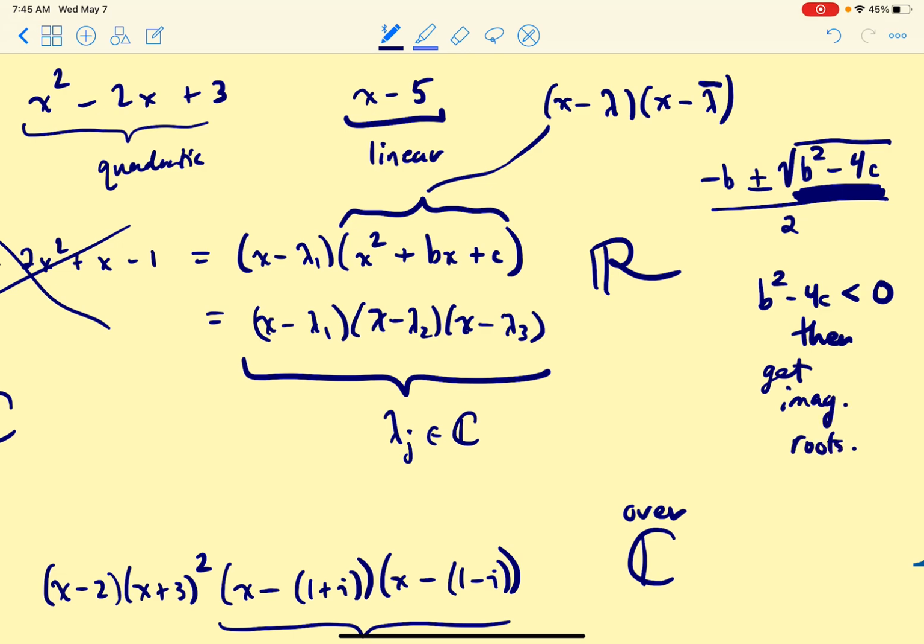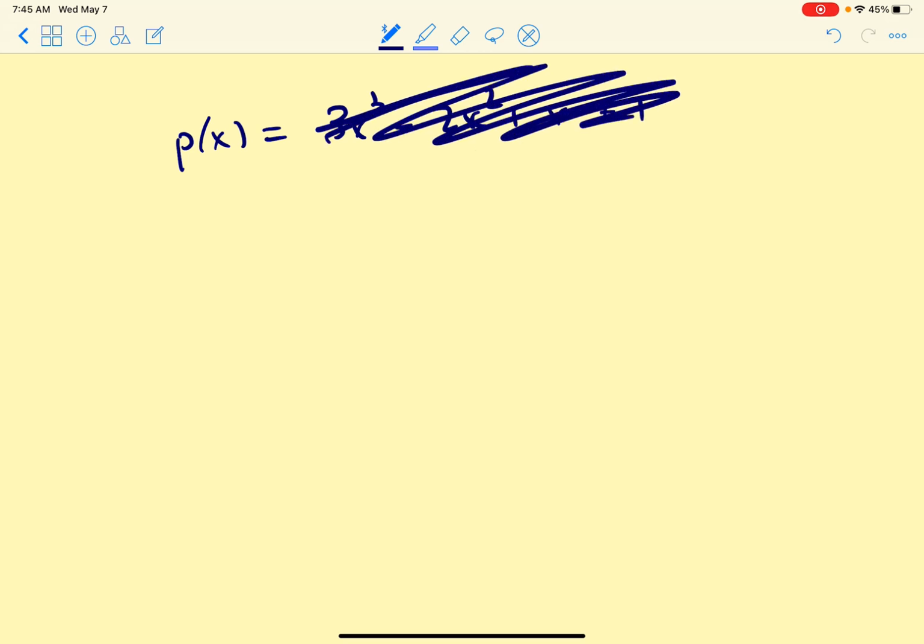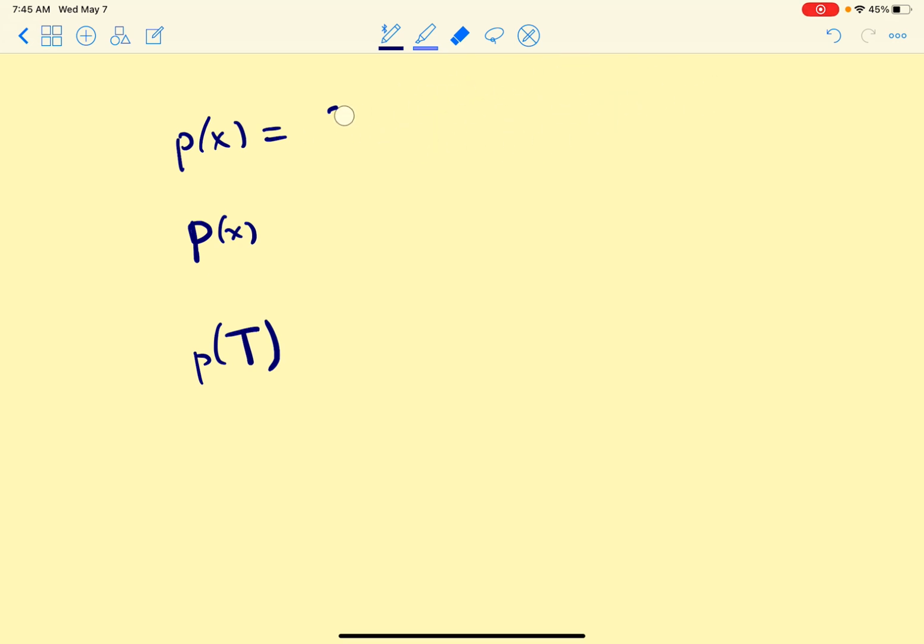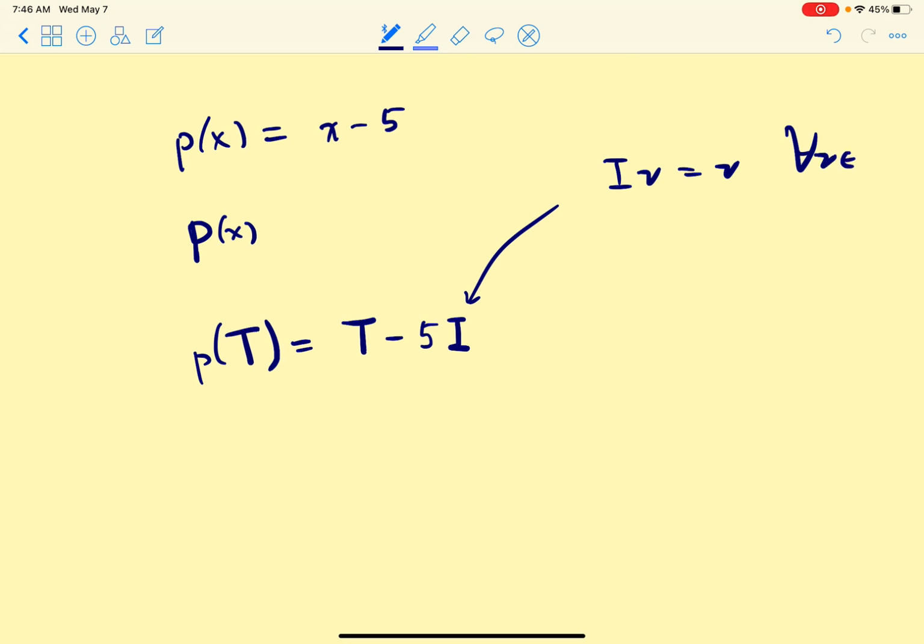Okay. What is that word root or 0? So let's say we have a polynomial p of x equals 3x to the third minus 2x squared plus x plus 1. Whatever it is, first of all, we could just write it as p. Or we could write it as p of x to tell us what the variable is. But what we're going to do is we're going to plug in an operator, p of T. So if p of x happened to be x minus 5, then our p of T would be the operator T minus 5 times the identity operator. Remember, the identity is the one that takes v to v for all v in V.